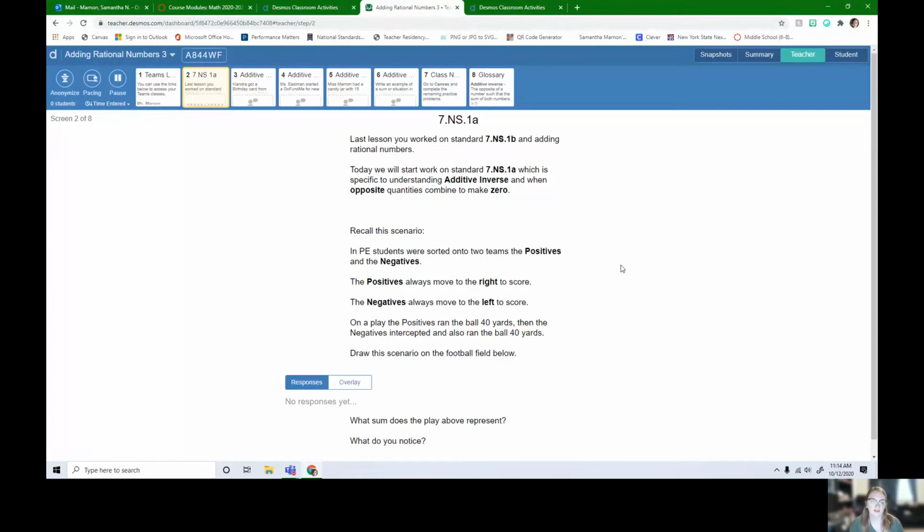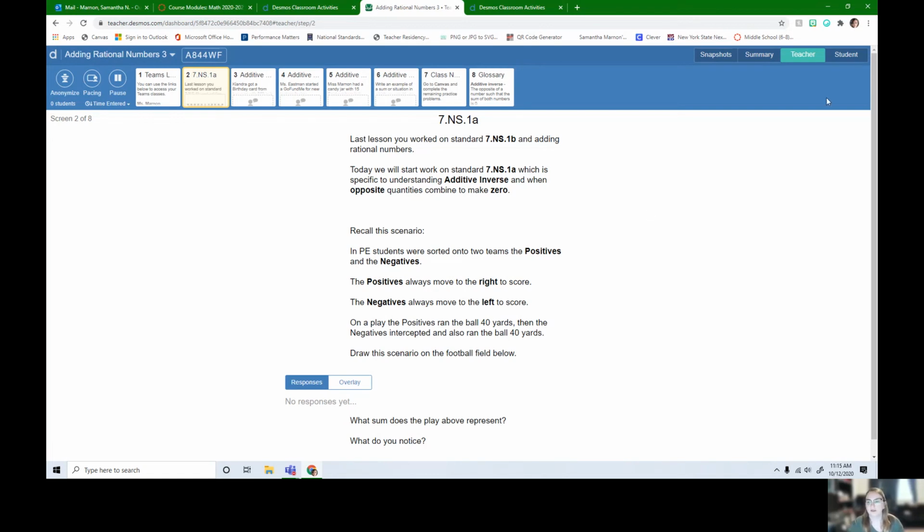So in the last two lessons, we looked at 7NS1B. Today we're looking at 7NS1A, which is specific to understanding additive inverse and opposite quantities. We talked about that a little bit with those zero-sum pairs model. When we had the positive and the negative, we circled them, they were zero. We talked about that in the first lesson when we had -6 and +6. We added them to get 0.